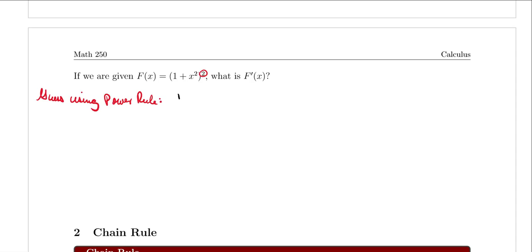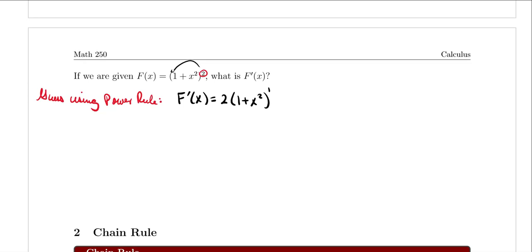Alright, so my derivative, capital F prime of x, is going to be equal to, alright, so the power rule tells us to bring down the power. So we're going to get here 2 times 1 plus x squared raised to the first power.